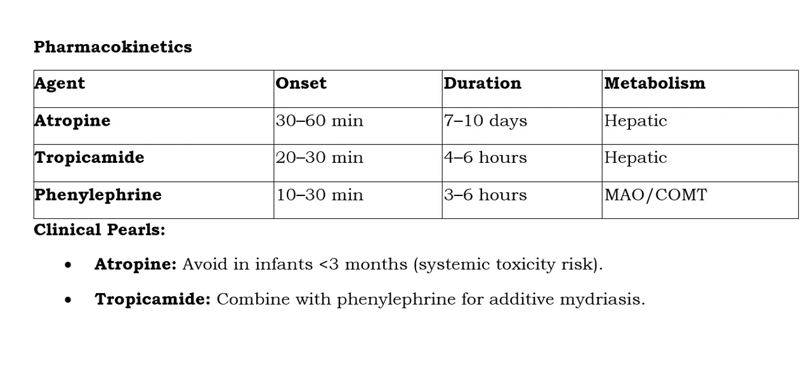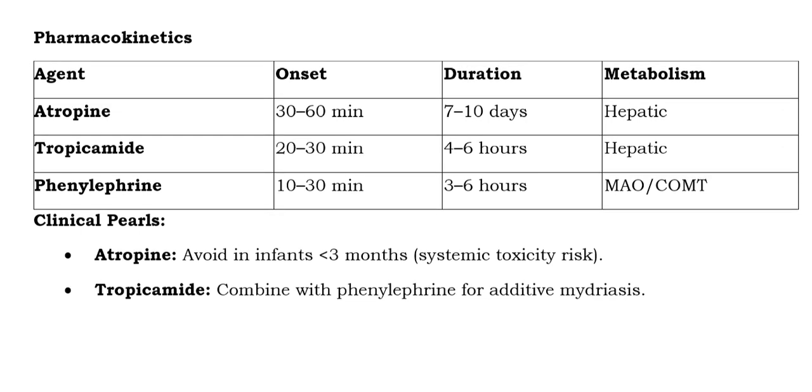And for tropicamide, a useful tip is combining it with phenylephrine. Using both together, you can get an additive mydriatic effect, bigger dilation than either one alone. Can be really helpful sometimes. Good combo tip.